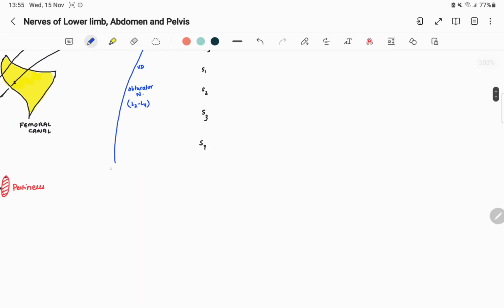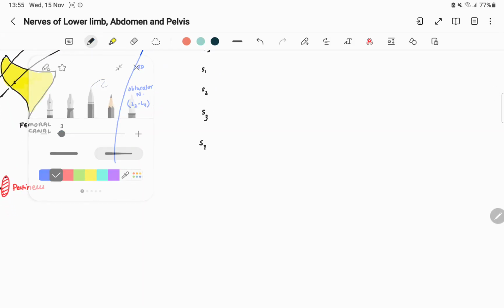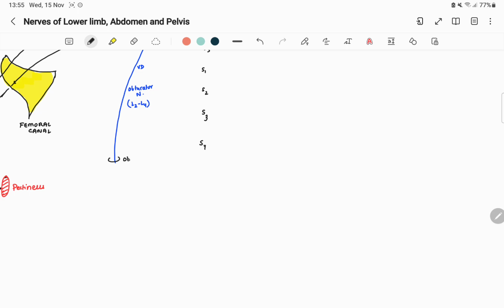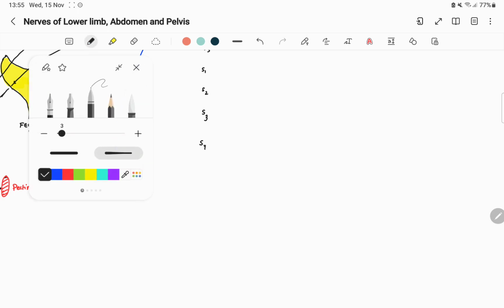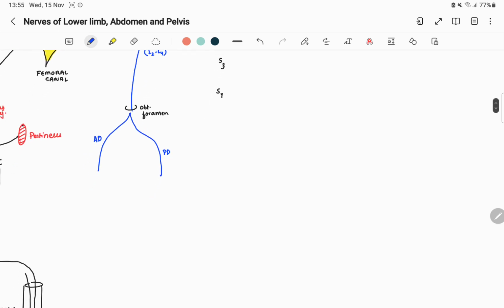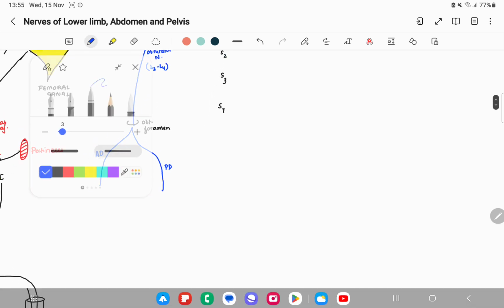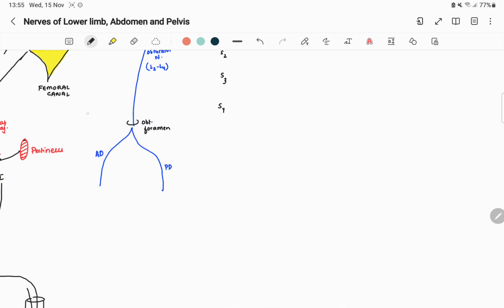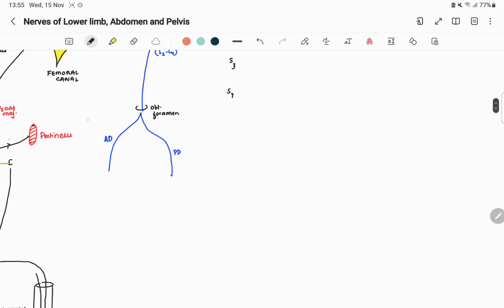So the obturator nerve, at the level of your obturator foramen, divides into two parts, your anterior division and your posterior division. Now we will see which aspect of your obturator nerve supplies the medial aspect of your thigh.